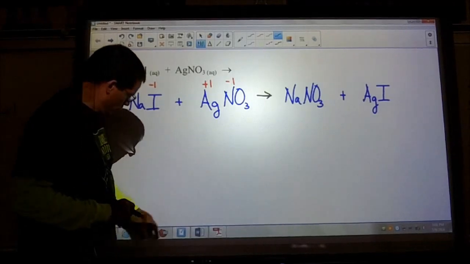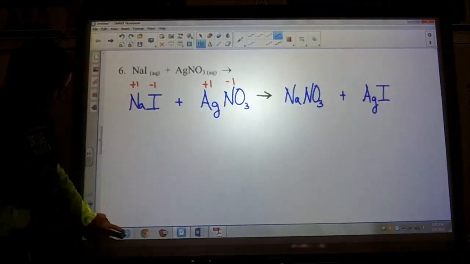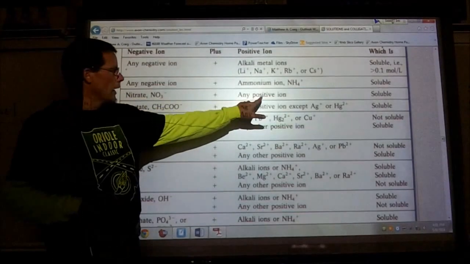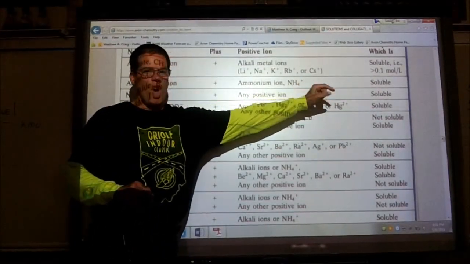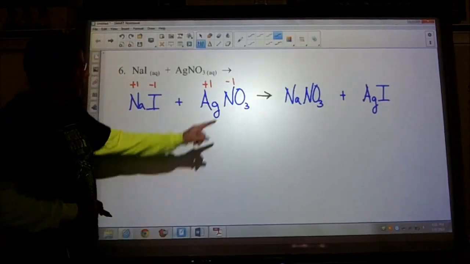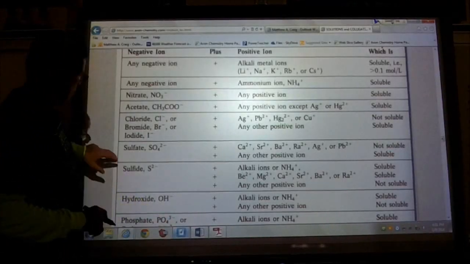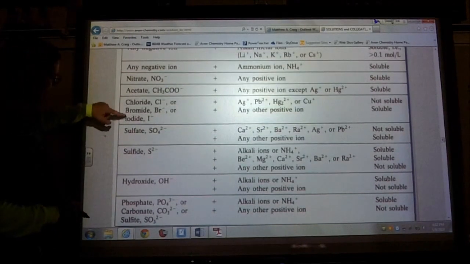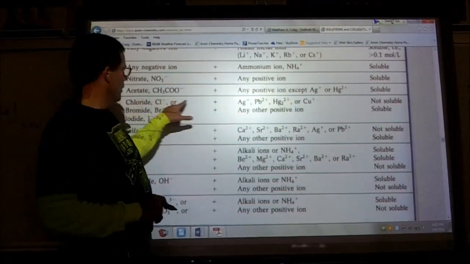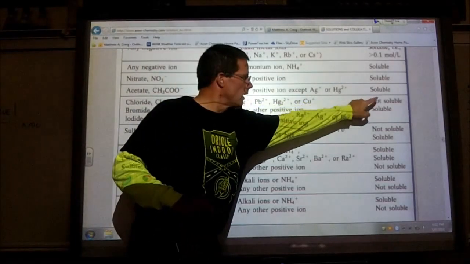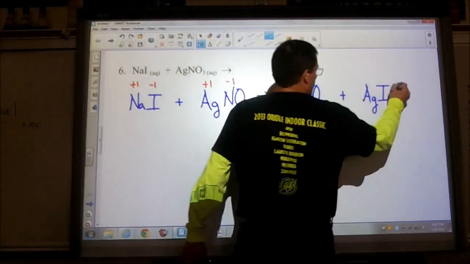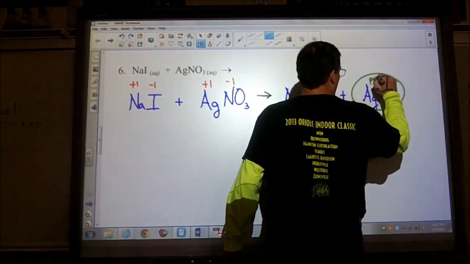So let's check to see who is our PPT. So sodium nitrate. So find your nitrate. Any positive ion, soluble. All nitrates are soluble. Remember that. That's a quickie. And then silver iodide, so find your iodide. Even though it's on the bottom, we still start on the top row. So iodide, come across, oh, there's silver right there, not soluble. So that means that we're forming a PPT. So there is your PPT.